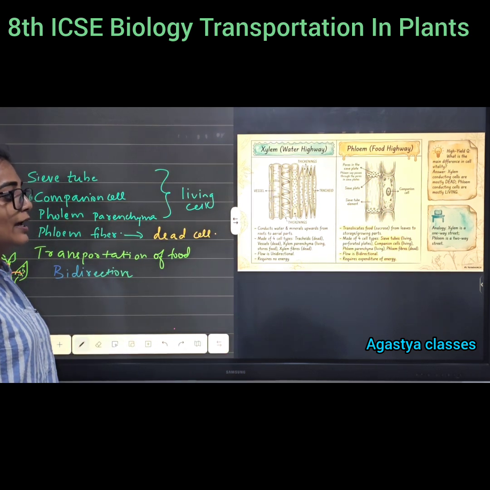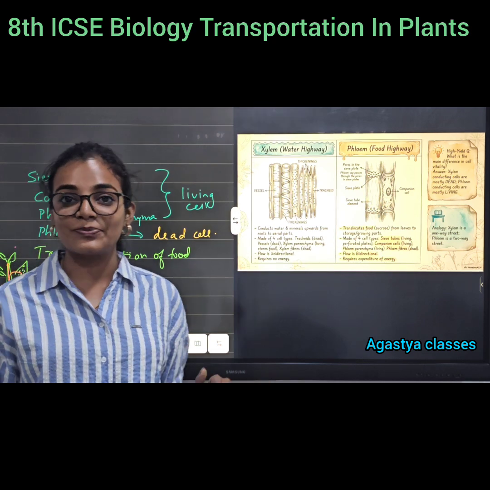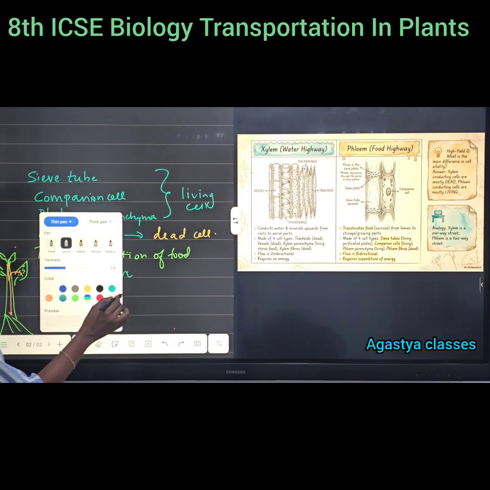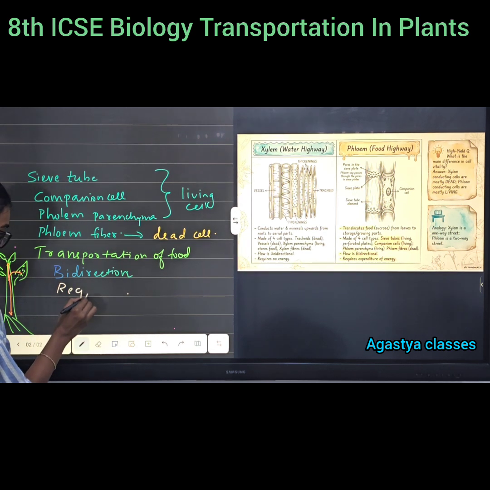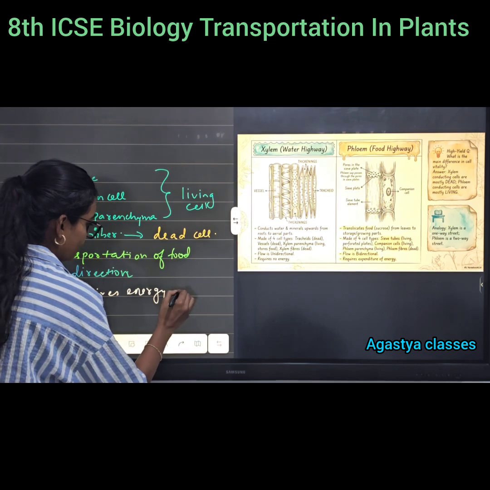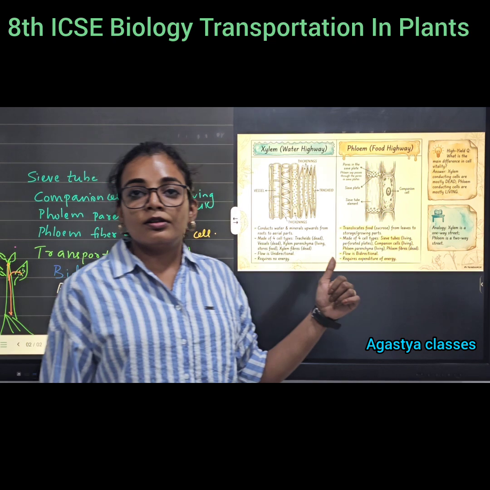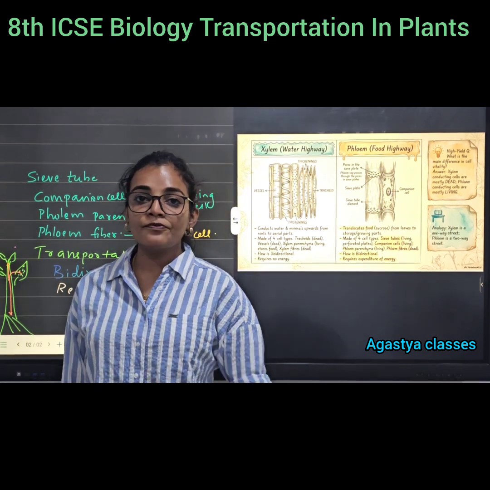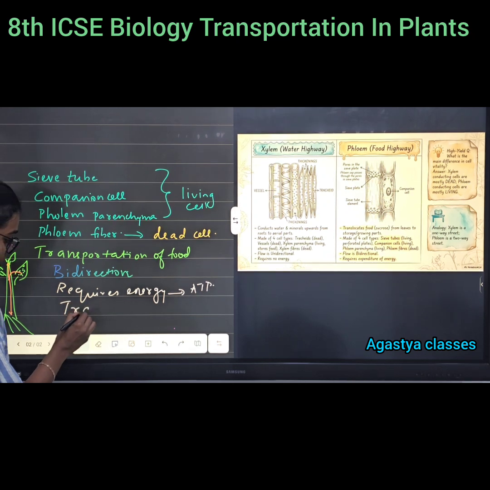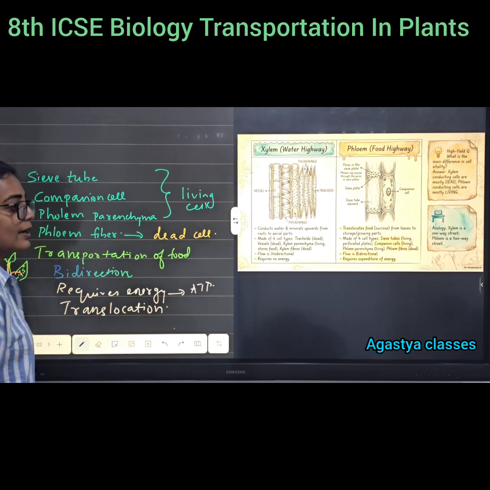Let us comment about the energy requirement. Yes, phloem requires lots of energy for transportation of food. It requires energy in the form of ATP. A very important point: transportation of food in phloem is called translocation. So translocation is nothing but transportation of food in plants.